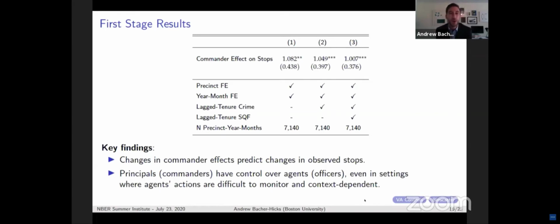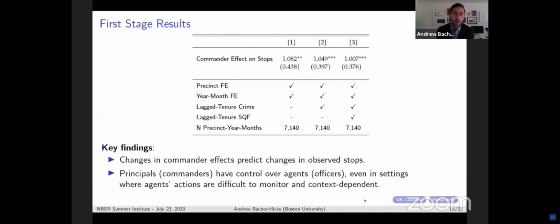But we would expect a coefficient of 1 if our estimates of commander effects on stops were perfectly unbiased predictors on average of the change in stops when a commander enters a precinct. And that's basically exactly what we're seeing in this chart here. So we see that changes in commanders' predicted effects do in fact translate to changes in actual stops once that commander moves into a new precinct.